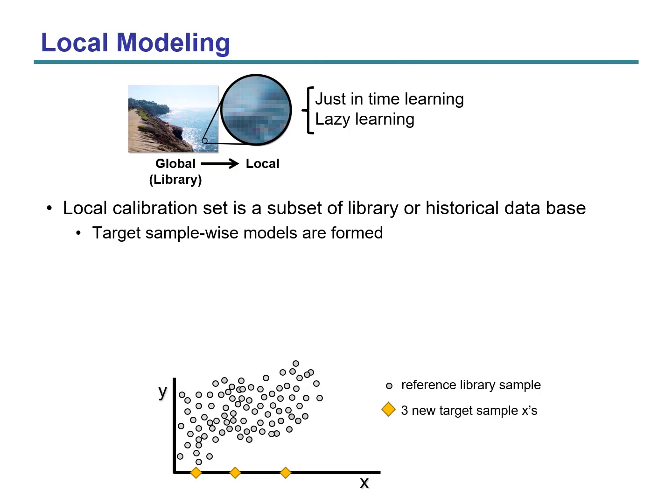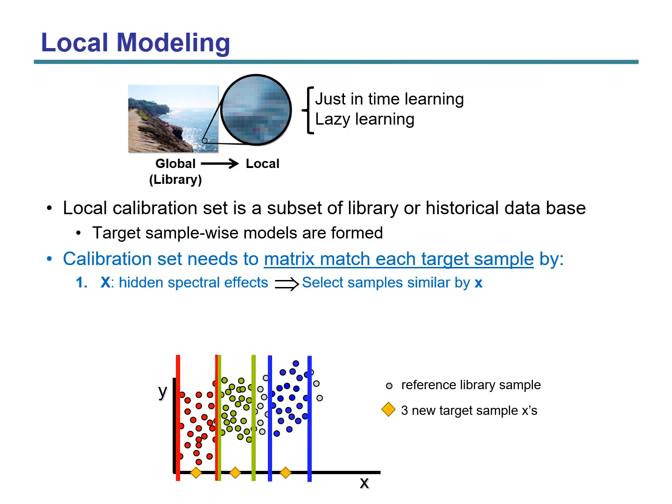Pictured here is a cartoon characterization of the situation. So here's my reference library with known analyte values. And let's say I have these three samples that I want to predict the analyte value of. So I have their measured x's, but I don't know their y's, because that's what I want to use the model for.